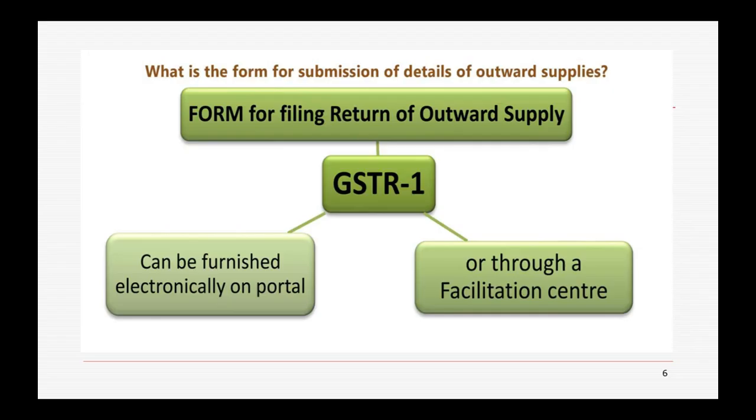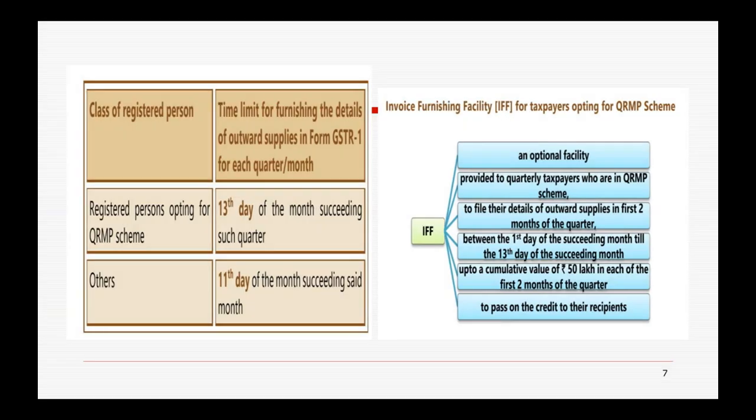This is GSTR-1, already I told you, and this is the date already I told you. And again, one point I am telling: while you are filing GSTR-1, the normal period I told you is monthly, but there is one option. You can also go for monthly payment and quarterly filing of the return. That is known as the Invoice Furnishing Facility, which is available to QRMP. QRMP is quarterly filing of the return and monthly payment of the tax. QR is the quarterly return and MP is monthly payment.